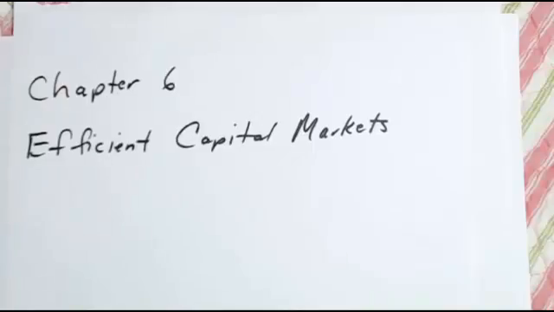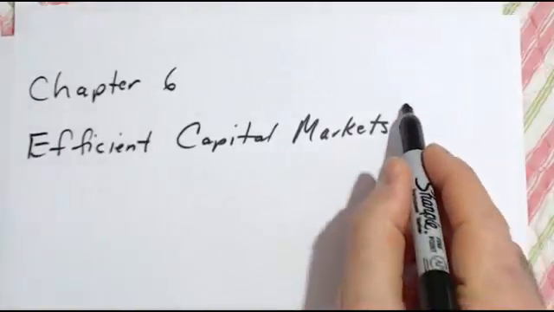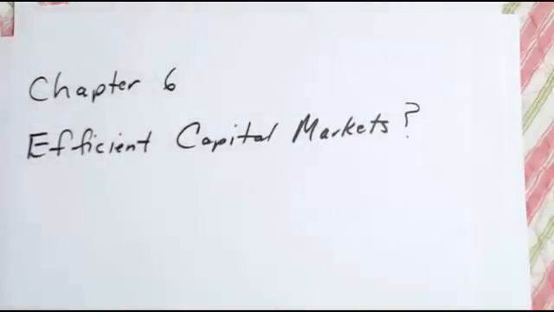This video covers Chapter 6. According to your text, the title of the chapter is Efficient Capital Markets. I think it's a little bit of a misnomer, the title. I think the title should be Efficient Capital Markets with a question mark. And as I go through the chapter, you'll understand why I question the efficient capital markets.